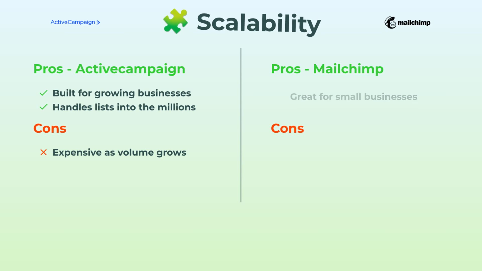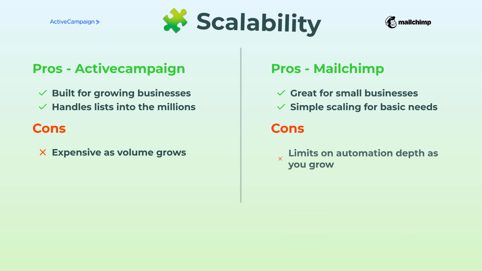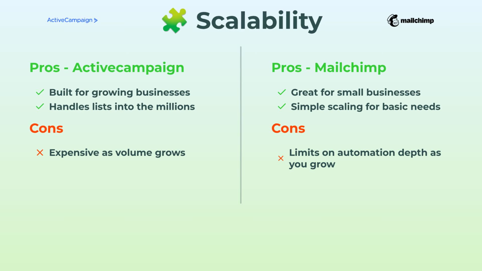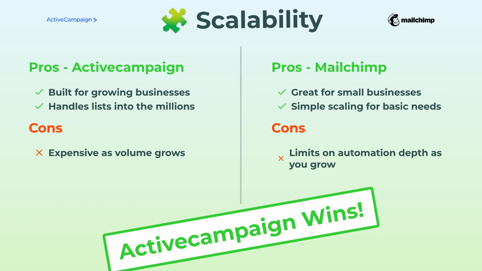But if you're a small business or you only need a simple setup, Mailchimp is rock solid. It's just, as you grow, you'll pretty quickly find the limits in terms of automation and features. In the end, for scaling ambitious teams, Activecampaign is the clear winner.